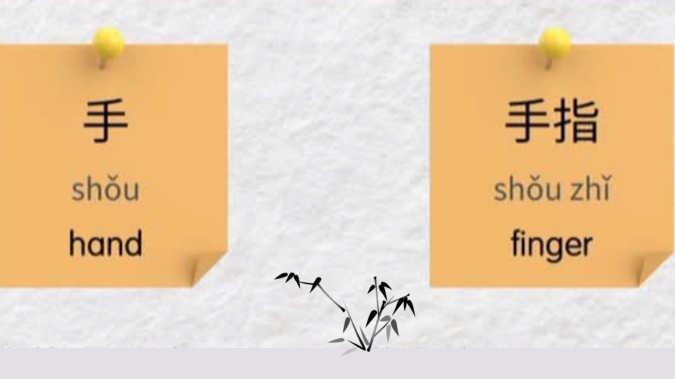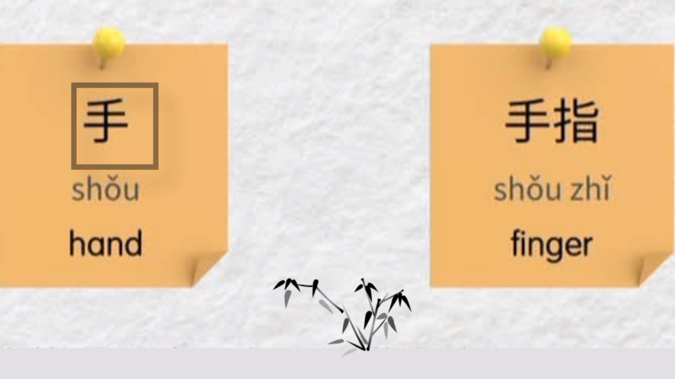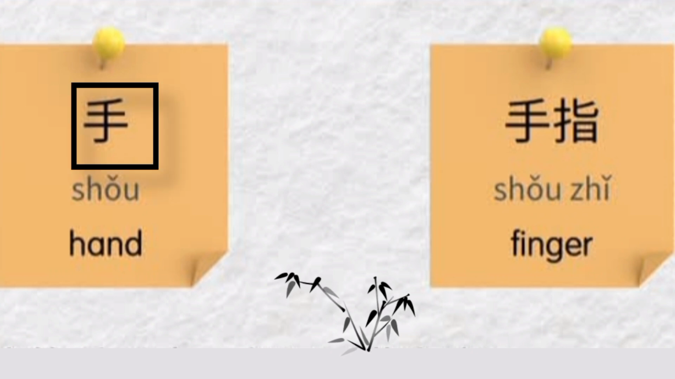The most basic word we need to know is hand, which in Chinese can be pronounced as 手. This character is simple and very commonly used in daily life. You'll see it in words related to actions like shake hands or wash hands. Let's practice it again one more time.